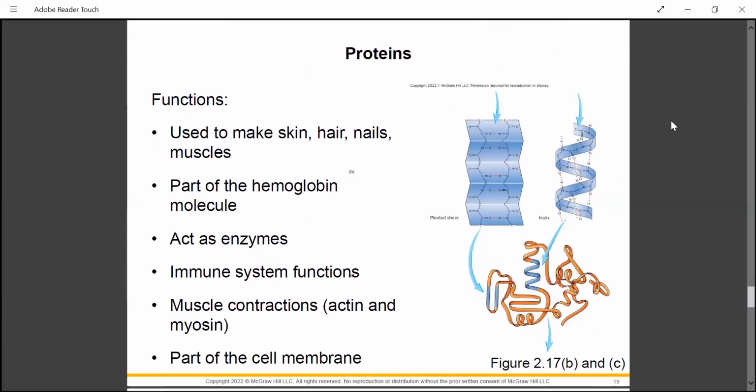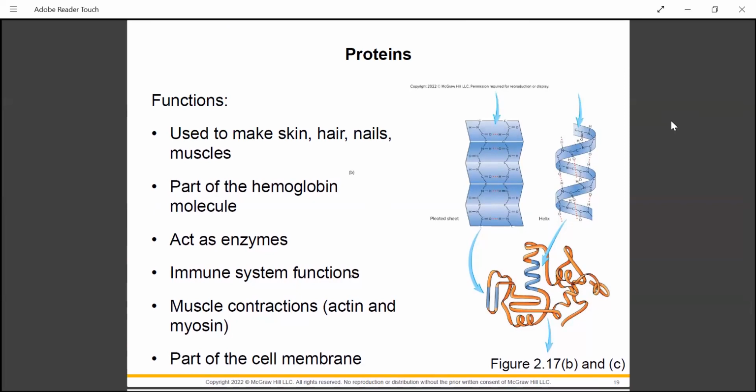And so proteins are probably the most important organic molecule because we use them for absolutely everything. They are essential to all of our cellular functions and structure. So they make up our skin, our hair, our nails, our muscles. They're part of the hemoglobin molecule, which is how our red blood cells transport oxygen to cells and bring carbon dioxide back out of cells. They act as enzymes. And when you think of enzymes, we'll talk about them a little bit more, but basically they're essential for a lot of our cell processes.